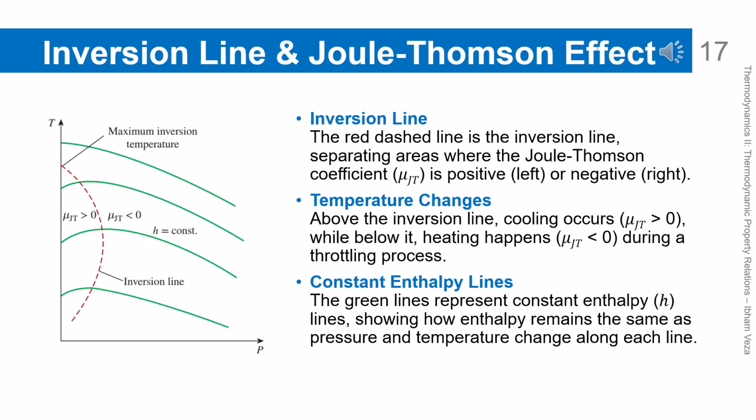Inversion line and Joule-Thomson effect. The inversion line separates regions where the Joule-Thomson coefficient is positive and negative. On one side of this line, throttling causes cooling, while on the other side it causes heating. Each substance has its own characteristic inversion curve. The constant enthalpy lines show the actual process paths. This concept is very important in the design of gas liquefaction systems.